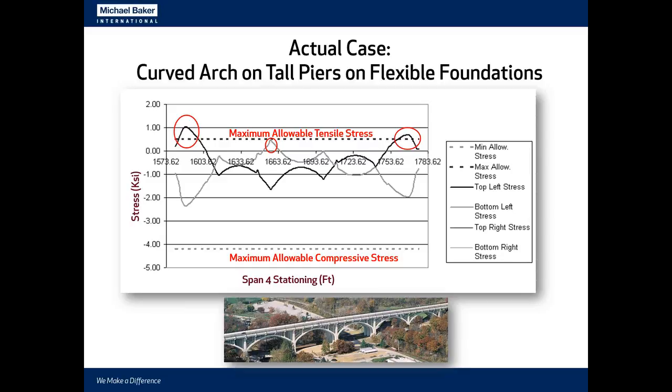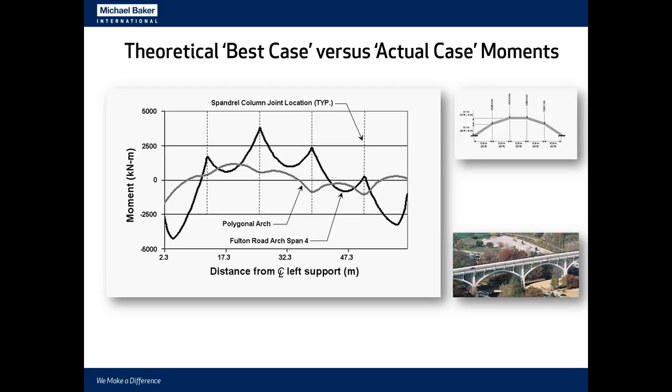Then when we looked at the actual case of our actual bridge, where we have arches that, for aesthetic reasons, are curved between spandrel columns rather than being a polygon, and rest on tall piers on somewhat flexible foundations founded on shale, there's quite a bit more tensile stress in this arch from the same loading as in that ideal case I showed before. These spikes in tensile stress get up to, at service load, positive 1 KSI, located in many cases near the joints of the segments, which is significantly higher than what you get with this ideal case.